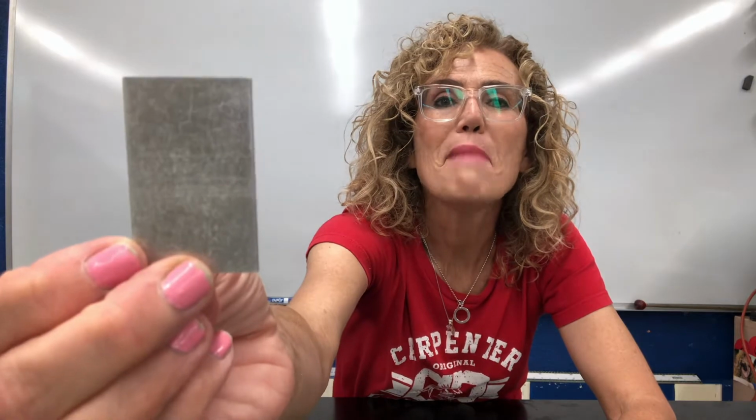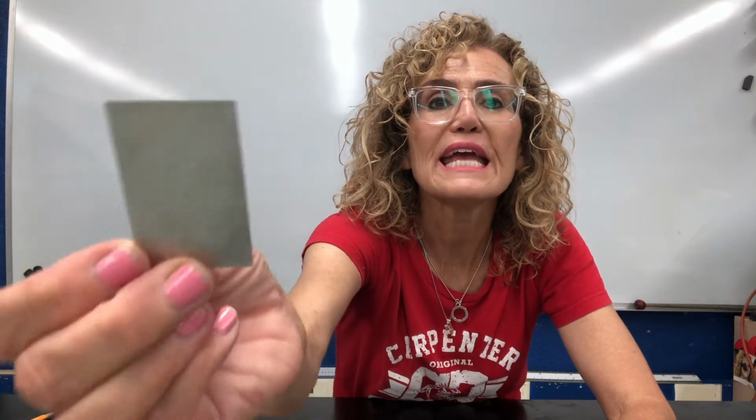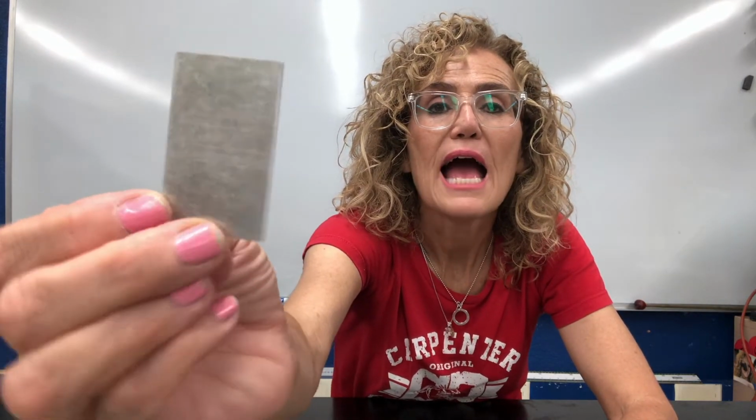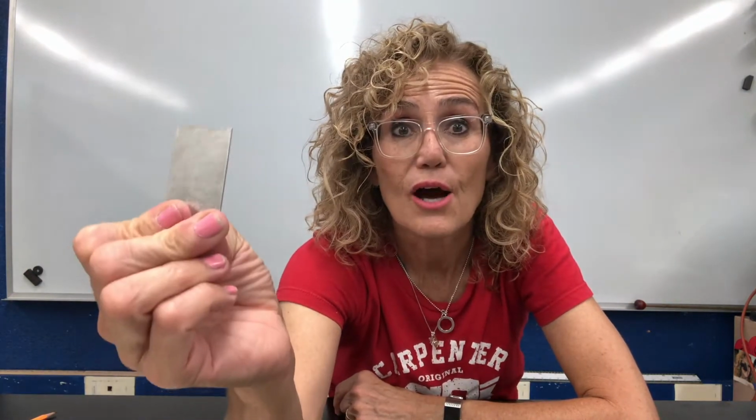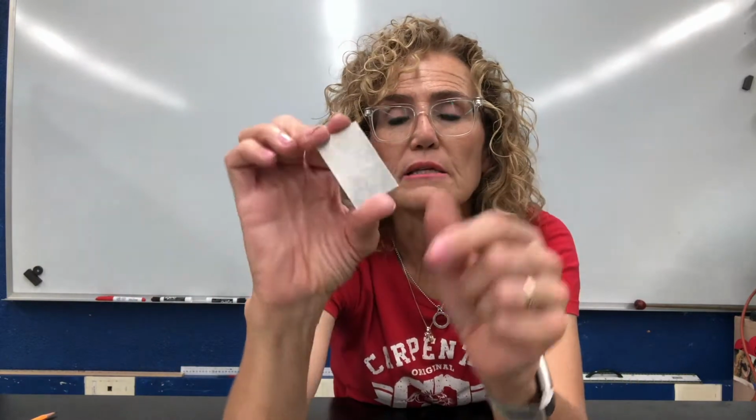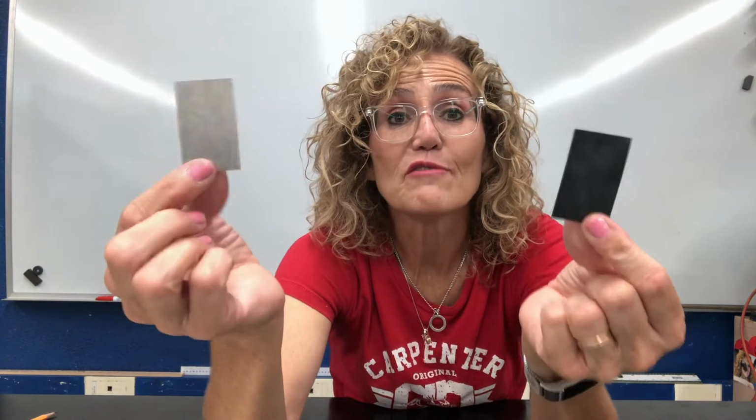But this one is metal, so it's shiny. And, oh, what does it mean when it doesn't bend? It is rigid, okay? It's rigid. It's also opaque. Again, these can have more than one property.